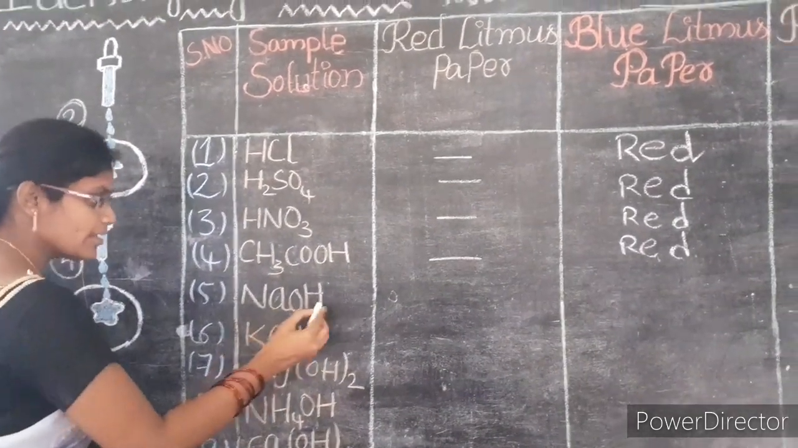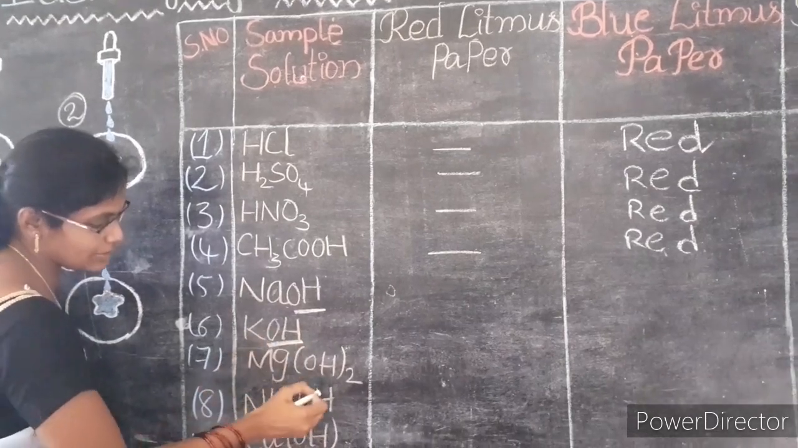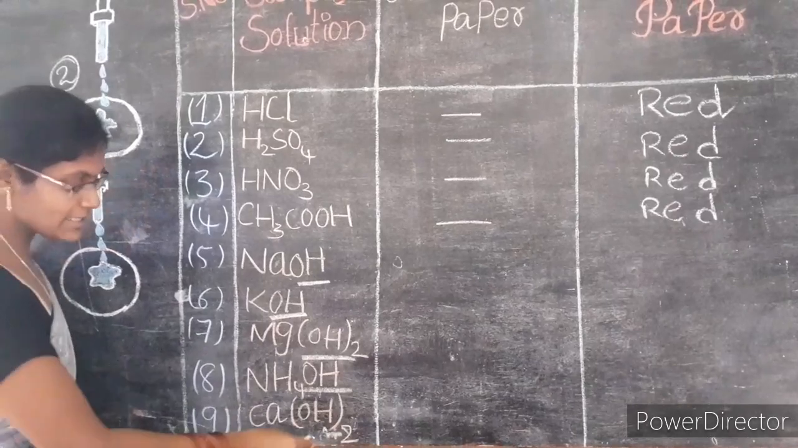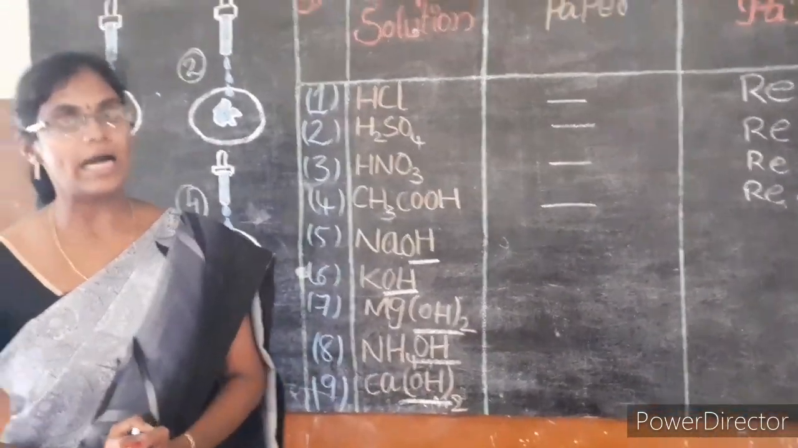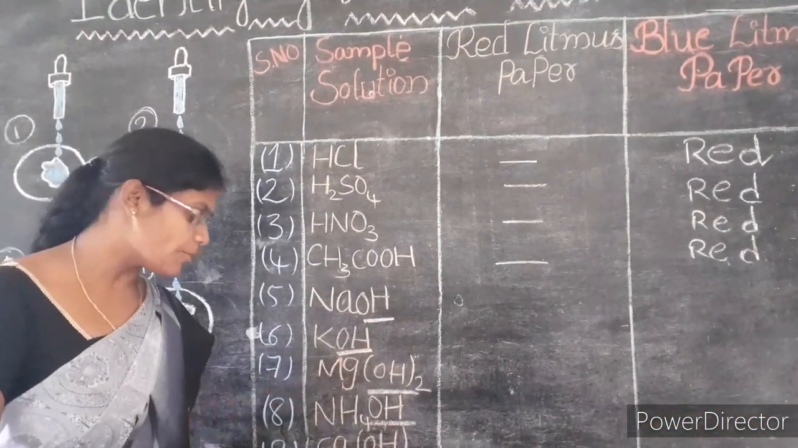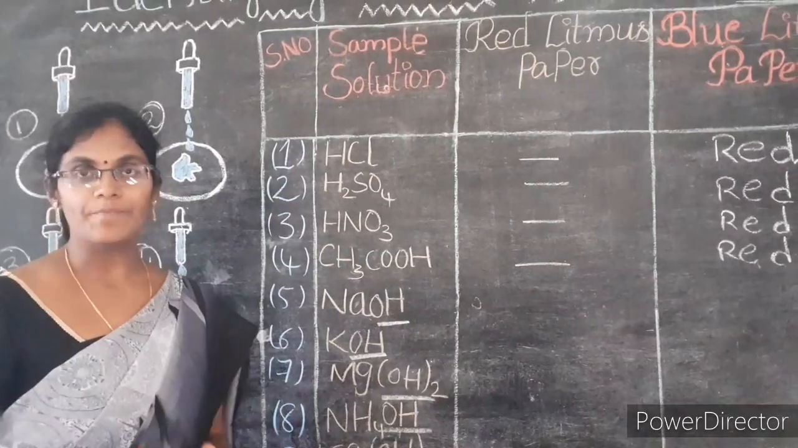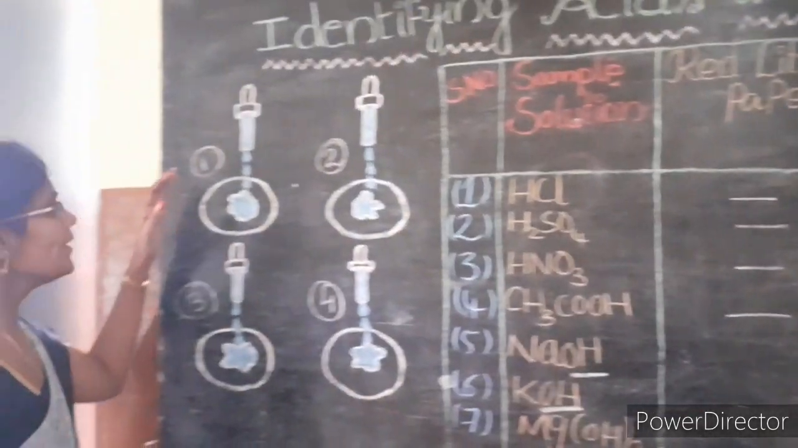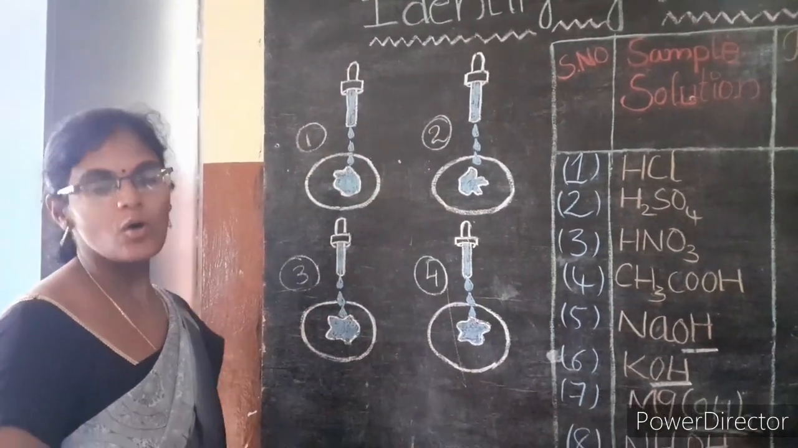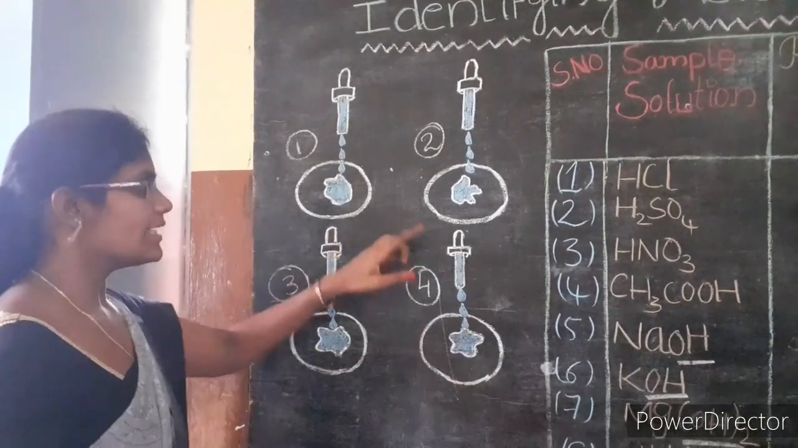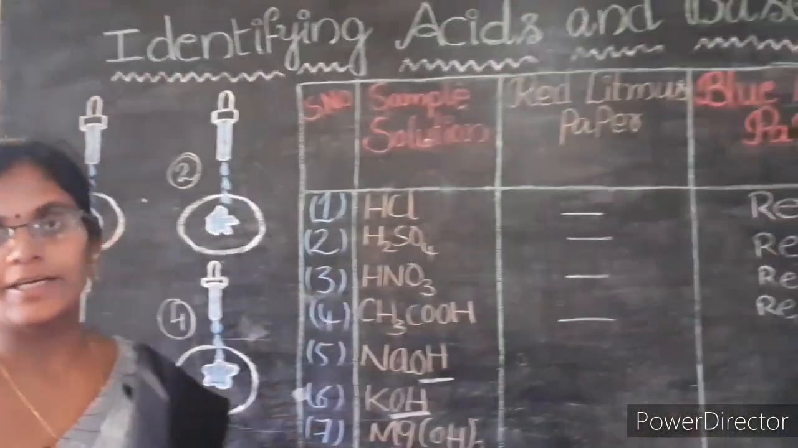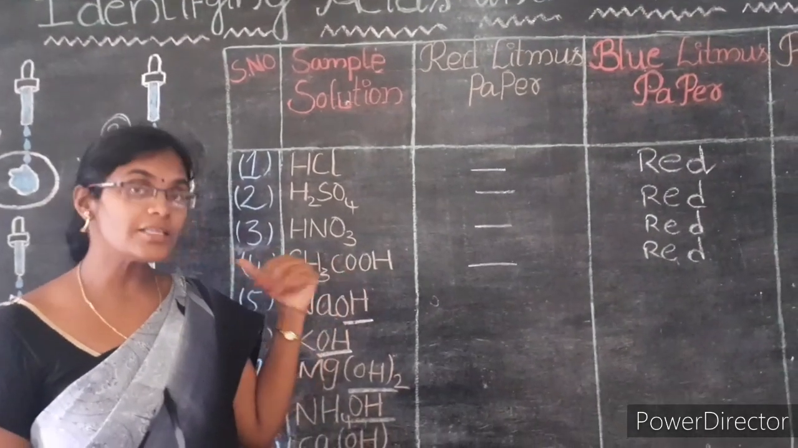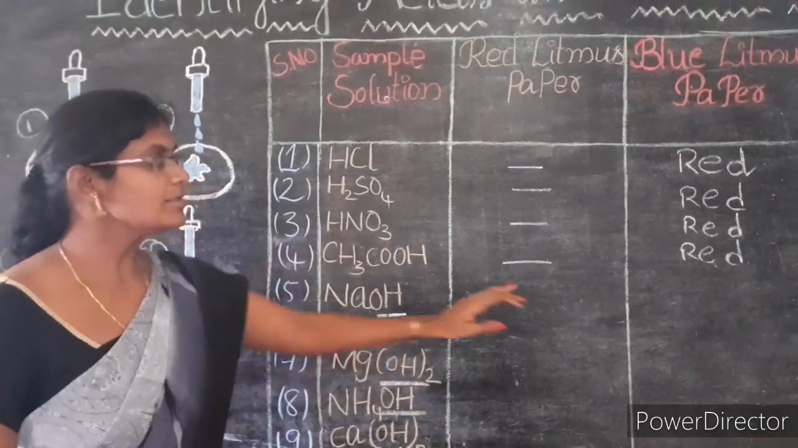So look here: sodium hydroxide, potassium hydroxide, magnesium hydroxide, NH4OH which is ammonium hydroxide, and Ca(OH)2, which is calcium hydroxide. These five compounds are bases. Take dilute NaOH solution and pour it on 4 watch glasses and test each one with each indicator. Next, note the color changes we observe in the table.